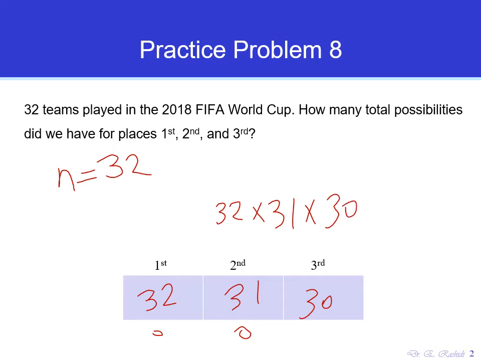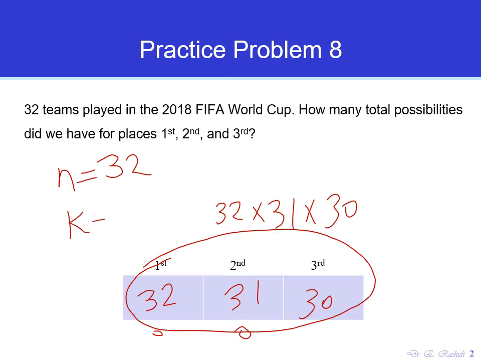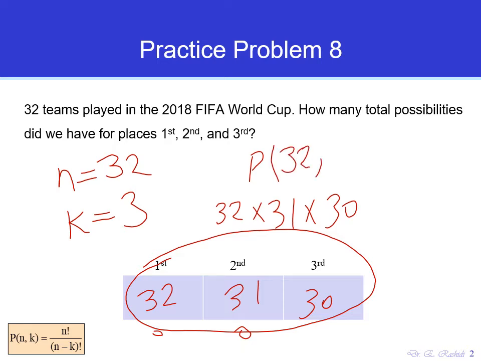Do you know what rule we should use? Do you remember? This is an example where we have three positions, or we want to pick three different arrangements out of 32 teams. So K here is 3, and we need to use the permutation rule. This is the formula for the permutation rule. That would be the permutation of N, here 32, and K here is 3. Permutation of 3 out of 32.